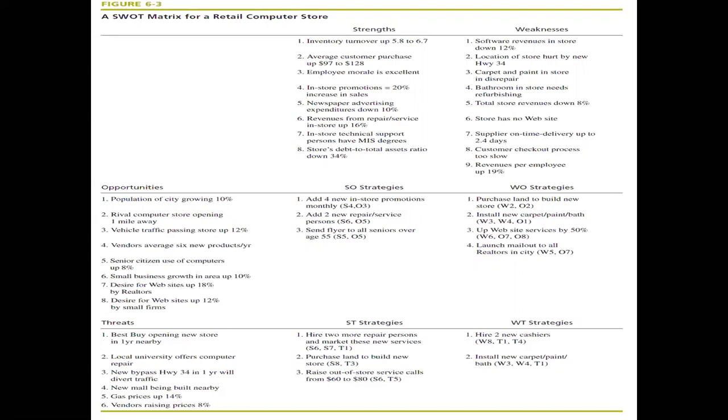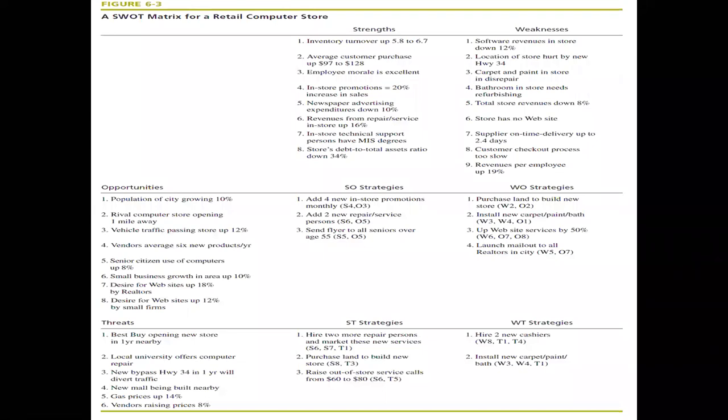In case of opportunities, population of city growing 10%, rival computer stores opening 1 mile away, vehicle traffic passing by the store up by 12%, and so on. The more the traffic rush, the more opportunity that people may stop at the store. The threat can be that Best Buy is opening a new store in 1 year nearby. That is the competition. Local university offers computer repair, and so on. Now, coming to the SO, WO, ST, and WT strategies, look at the first SO.